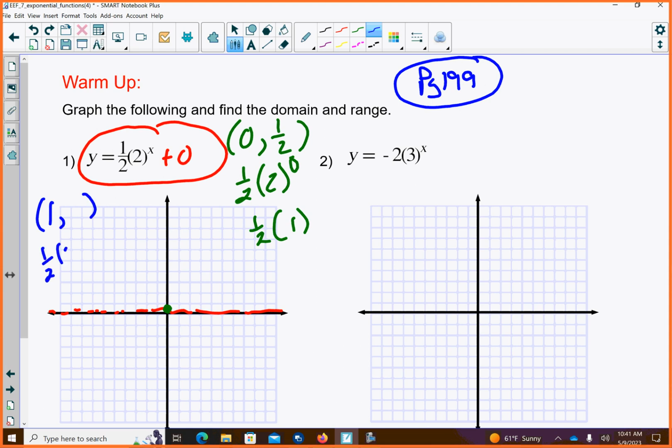So 1/2 times 2 to the first. 2 to the first is 2. What's half of 2? 1.